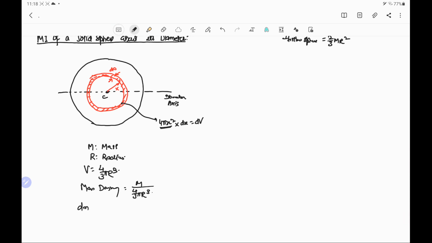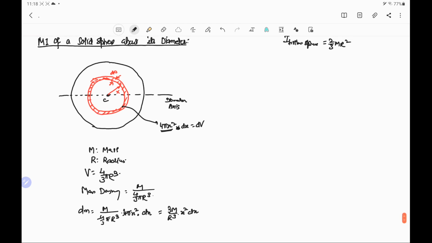Therefore, mass of the hollow sphere, or the elementary mass, is mass density, that is m by 4 by 3 pi r cube, into the elementary volume, that is 4 pi x square into dx. Here 4 pi will be cancelled by 4 pi and we will have 3m by r cube into x square dx.